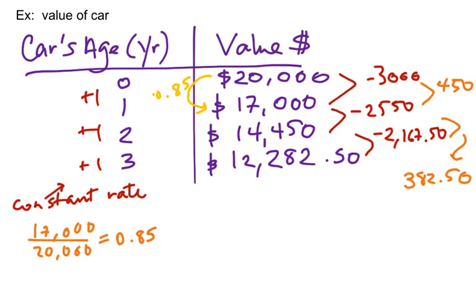Okay, let's see if this holds. If I take the 14,450 and I divide by the 17,000 the previous year, do I get the same ratio? And I do. I get 0.85, which means if I were to take 17,000 and multiply it by 0.85, I get 14,450.